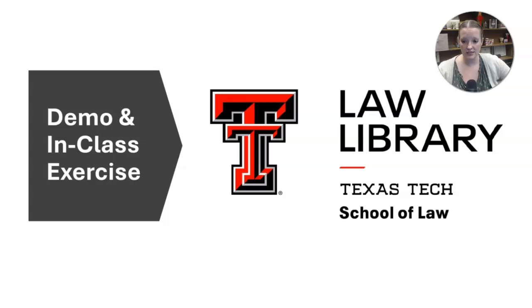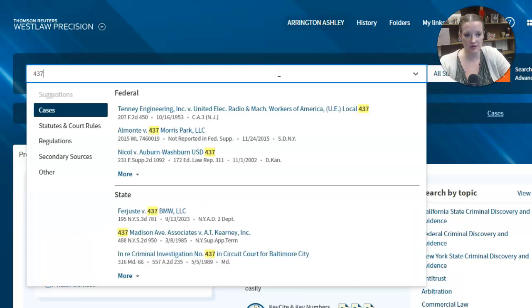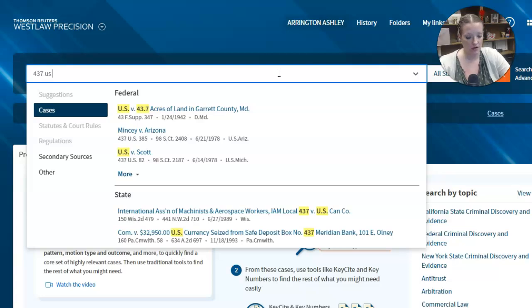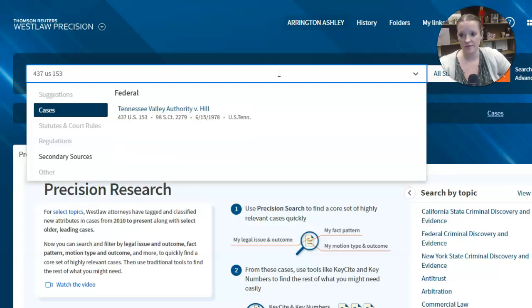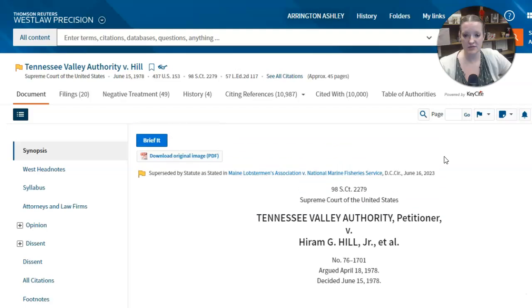Let's take a look at our demonstration and in-class exercise. So I'm going to use one case that we'll look at both on Westlaw and Lexis so we can start to see some of the differences in how these citator systems and reports are laid out on the two different platforms. So I'm going to take this Tennessee Valley Authority that we just looked at briefly, right? Some of this we've already looked at.